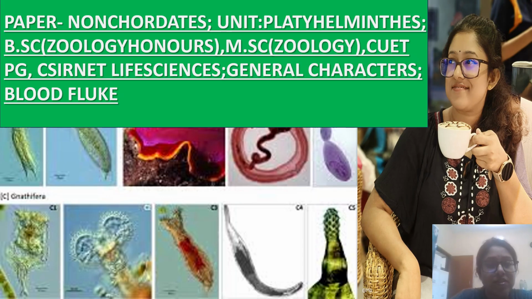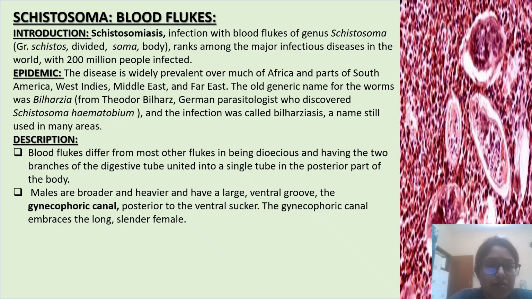Paper: Non-chordates or Invertebrate Zoology. Unit: Platyhelminthes. The topic is general characteristics of blood fluke and life cycle of blood fluke. Blood flukes or Schistosoma. Introduction. Schistosomiasis is an infection with blood flukes of genus Schistosoma. Schistos means divided and soma means body.